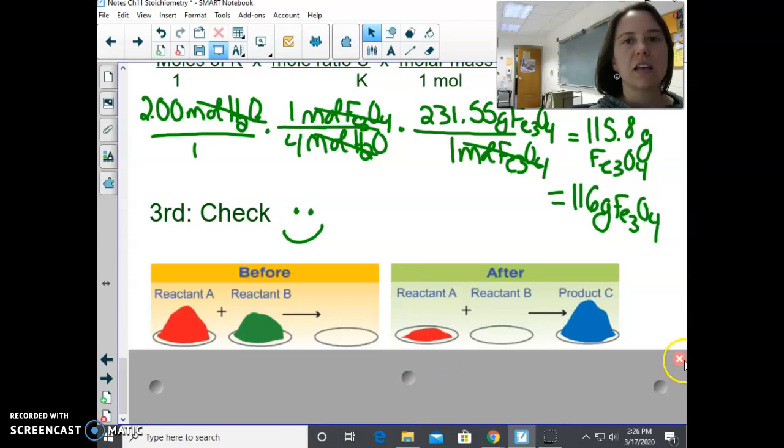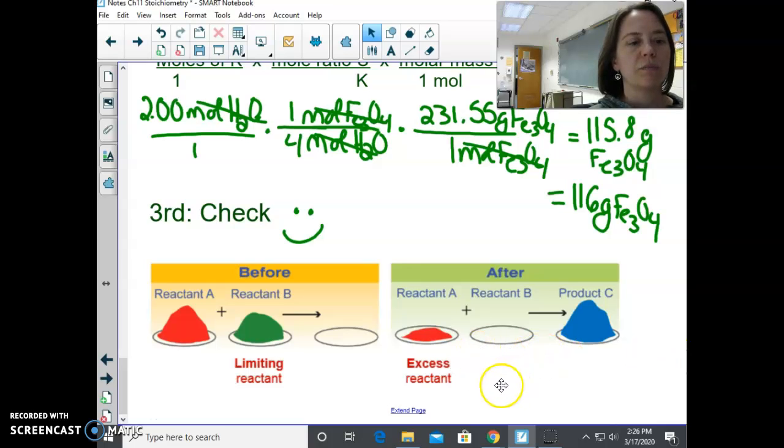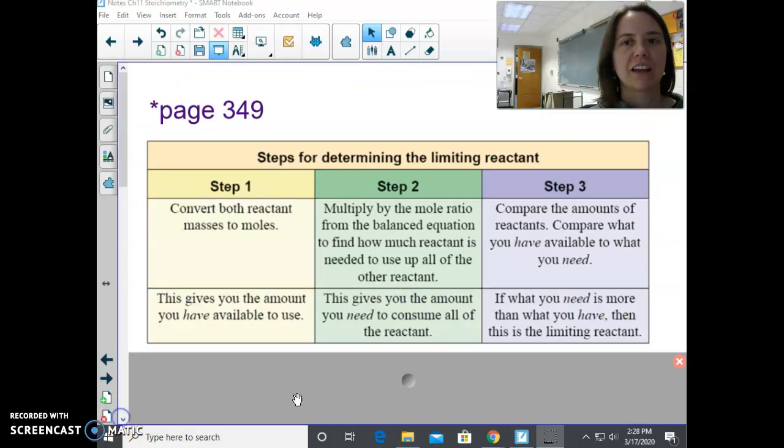So let's look at this image, which can also be found in your book. Before a chemical reaction, we have reactant A and reactant B, and nothing has happened yet. Then a chemical reaction occurs and we use up all of reactant B, so that was our limiting reactant. We have some of A left over, so that was our excess reactant, and we made a bunch of product.